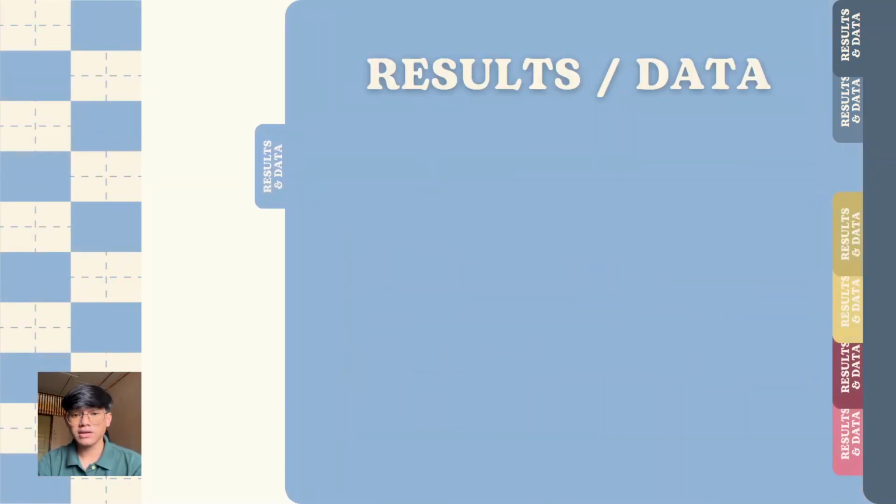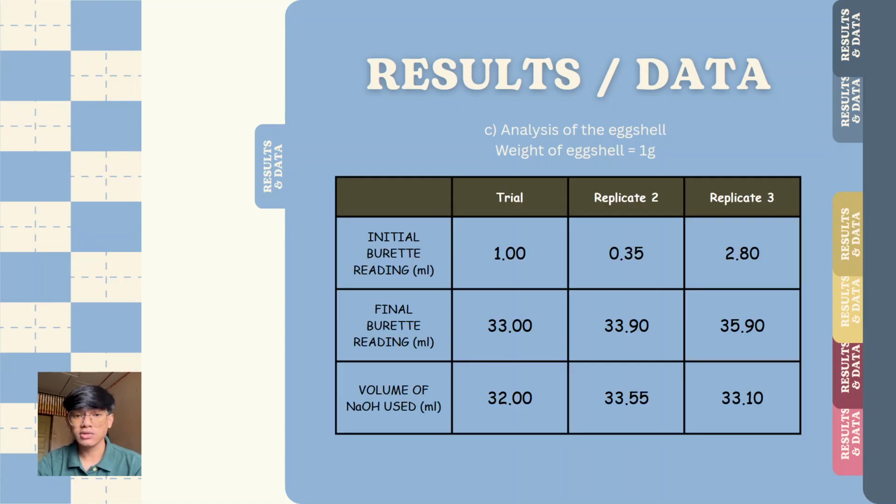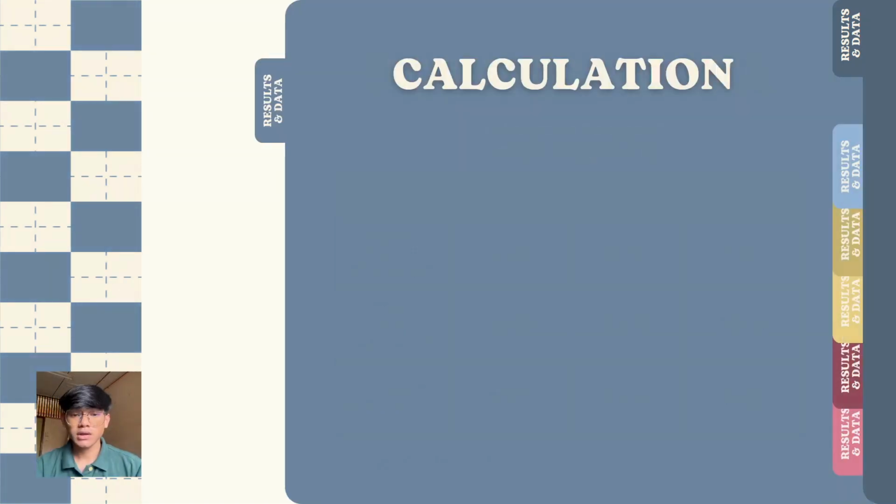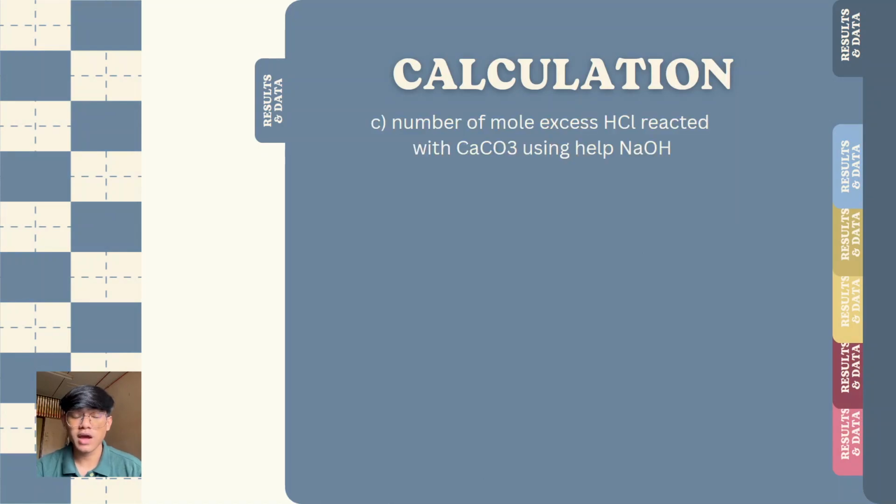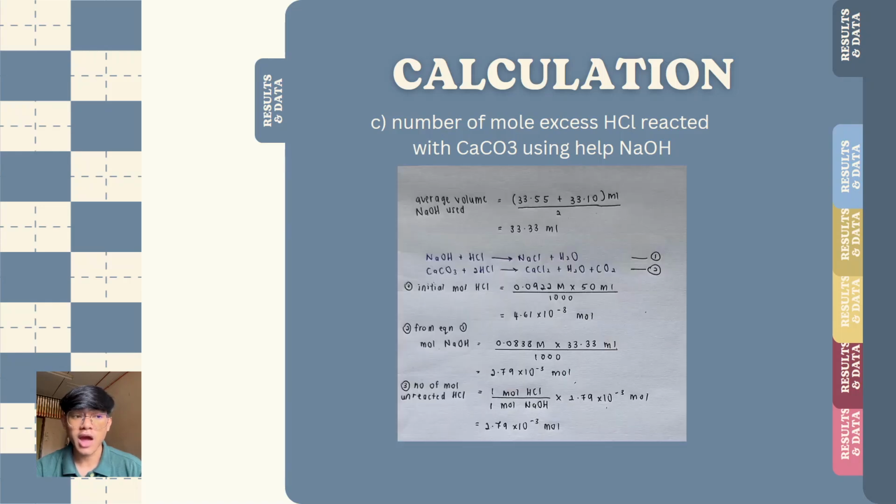Now, this slide is the result and the data analysis of the eggshell. The weight of eggshell is 1 gram. This is the data from the titration. Now, this is the calculation to find the number of moles of excess HCl reacted with CaCO3 using HCl and NaOH. There is the initial mole of HCl.